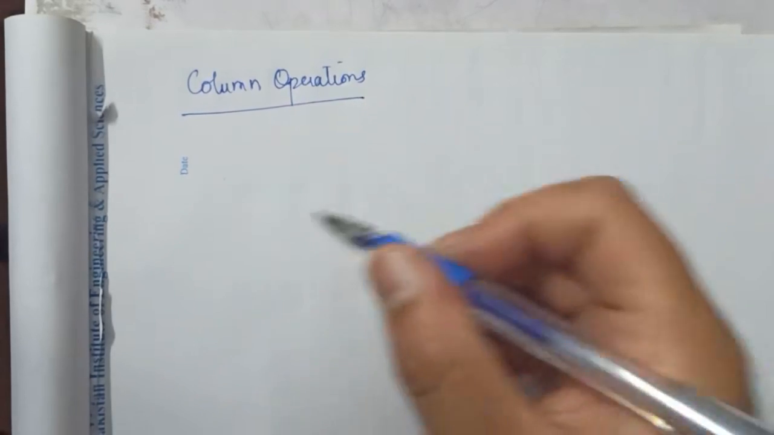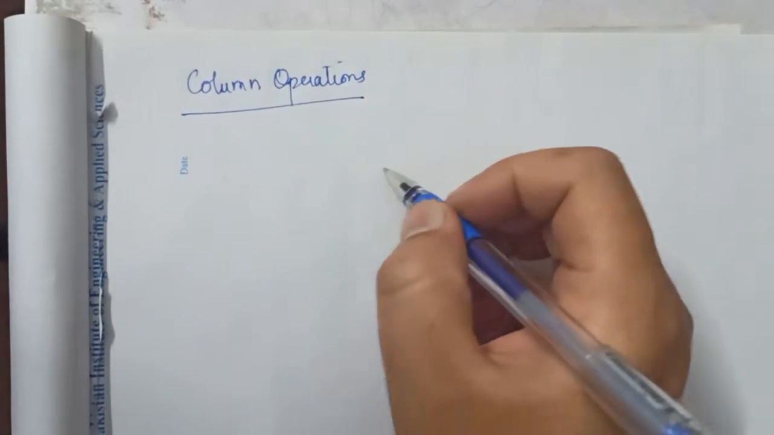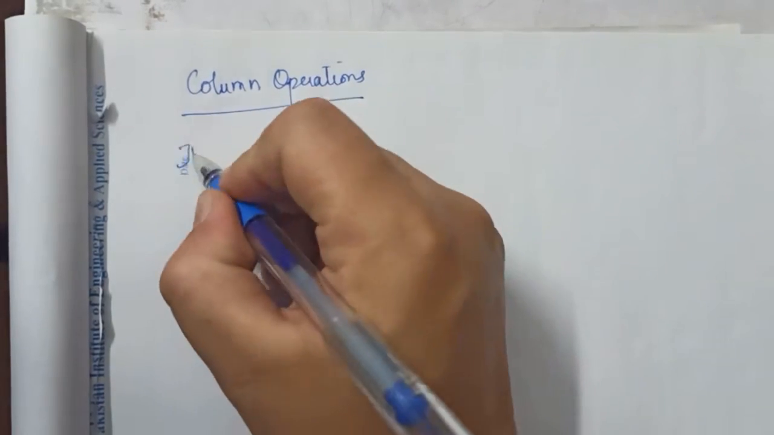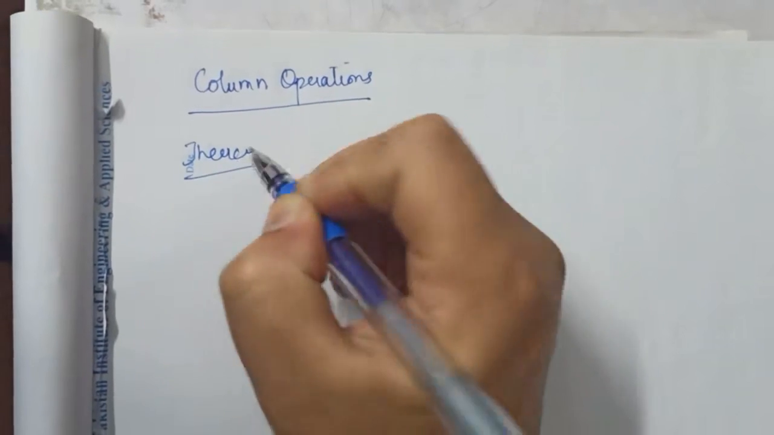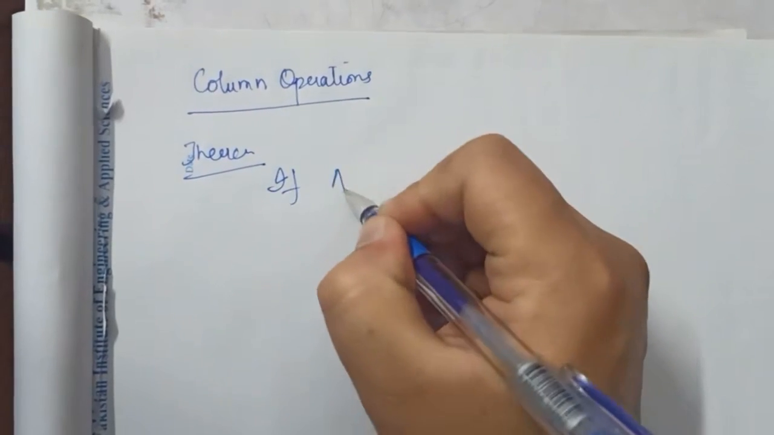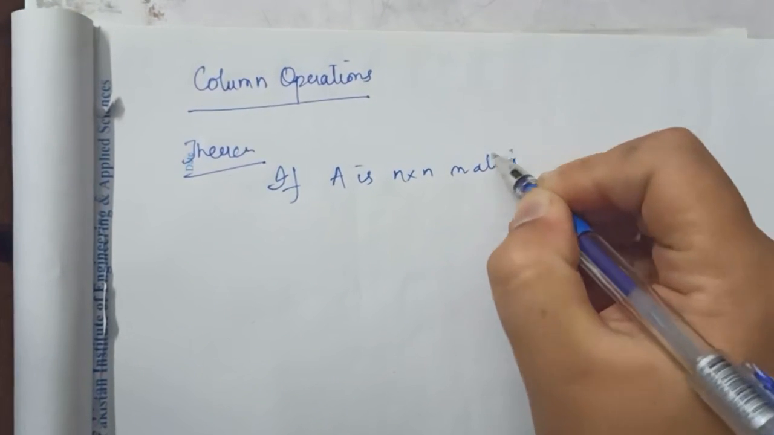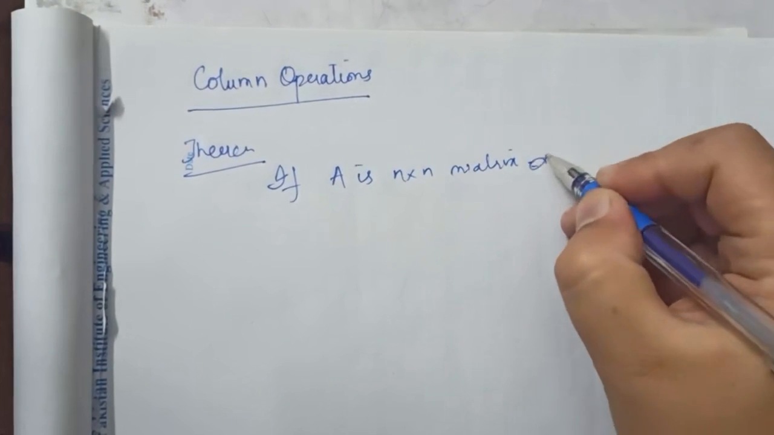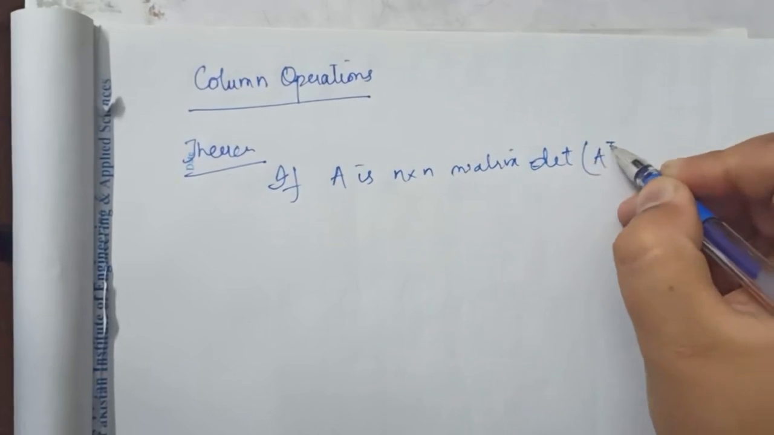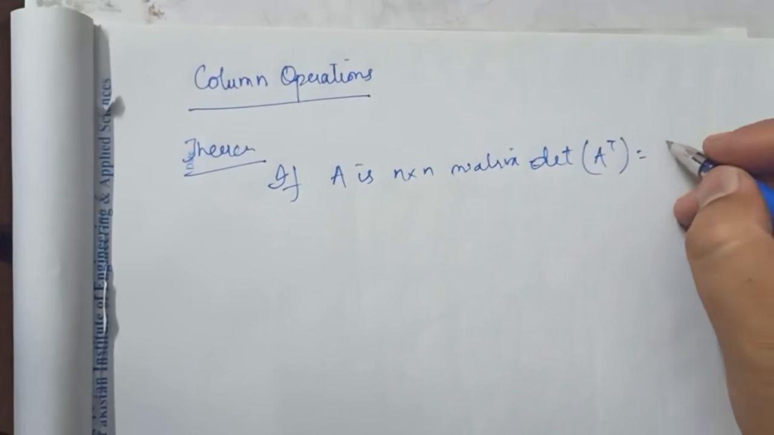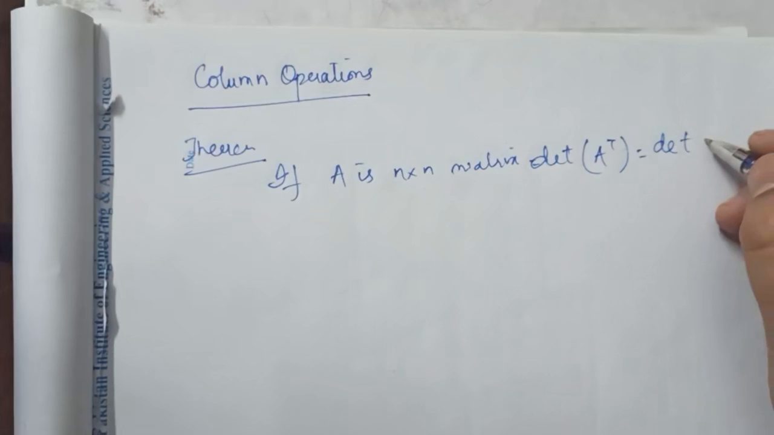Now, to do that, one can show, and this is a theorem again, that if A is an n cross n matrix, then the determinant of A transpose, and you know how you get A transpose? A transpose is nothing but you replace the rows with columns of this matrix A.